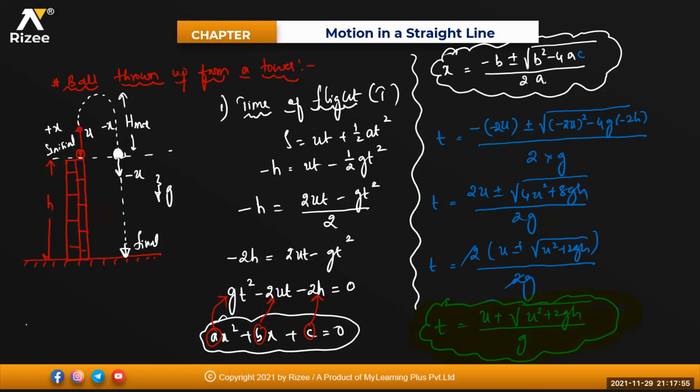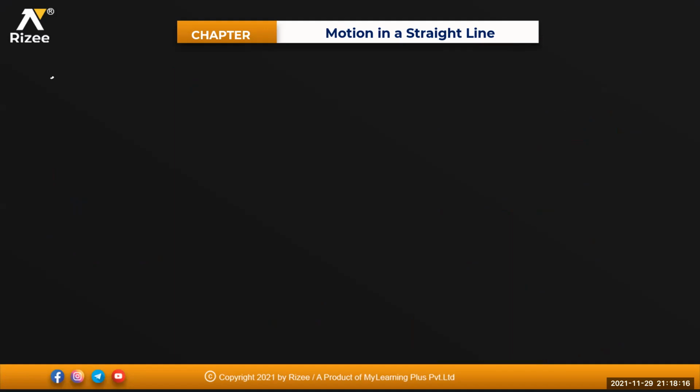So if I'm throwing the ball upward from the top of a tower, the time taken to reach the ground can be calculated by the formula t equals u plus under root of u square plus 2gh, divided by g. Why did I remove the negative sign? Because time will never be negative. That is the reason I have taken that one as positive. Clear for everyone? Then can anyone tell me what is the distance it will be traveling in this one?